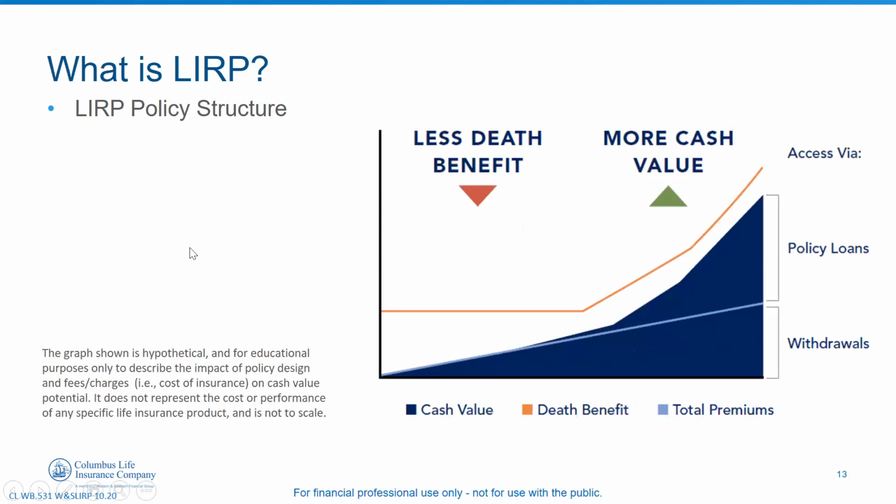When we look at the LIRP concept, by designing it with a minimum death benefit, we reduce the cost of the insurance or the internal charges. This allows the cash to grow more easily without the high cost of insurance. There are several additional design points that we can discuss in more detail later in this presentation.